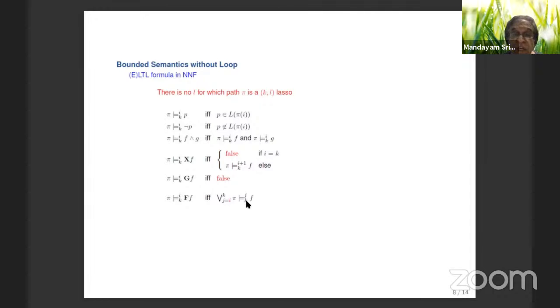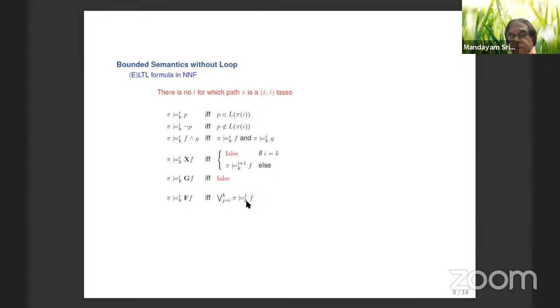So here you're taking a disjunction. If it is true on the path starting from any of those positions, then you know it is true. So F of F is a disjunction of these things. Okay.